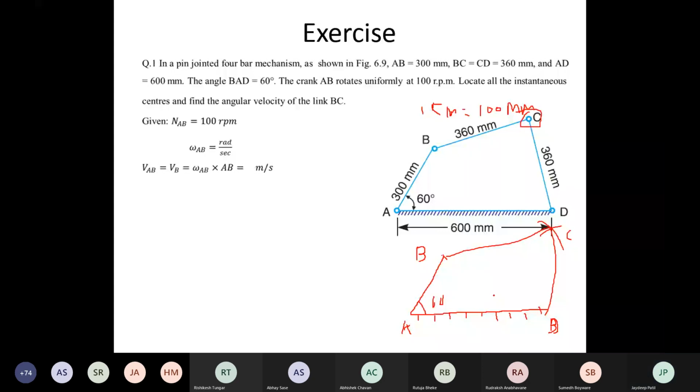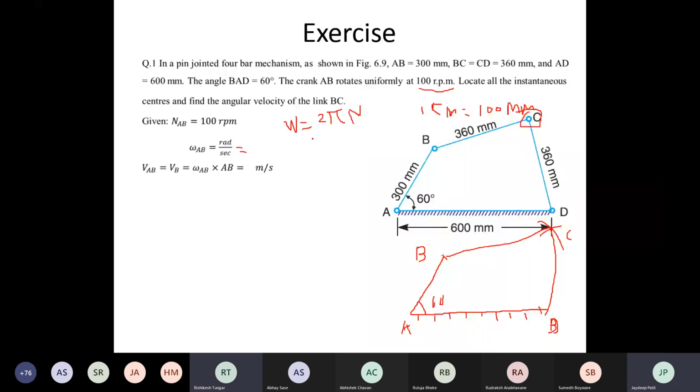Okay. Input link is your AB. The speed is given 100 rpm. Means when AB is given, you have to find out omega AB. Omega AB कितना आएगा यहाँ पे? Omega is equal to, what is the formula? Omega is equal to 2 pi N upon 60. Correct?